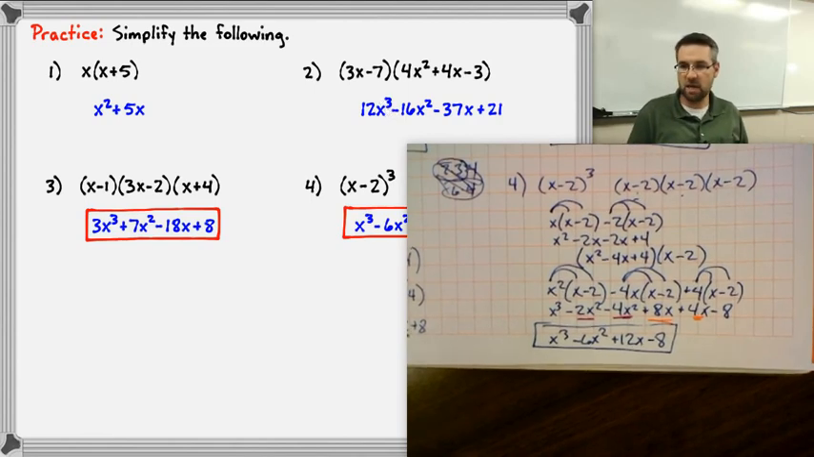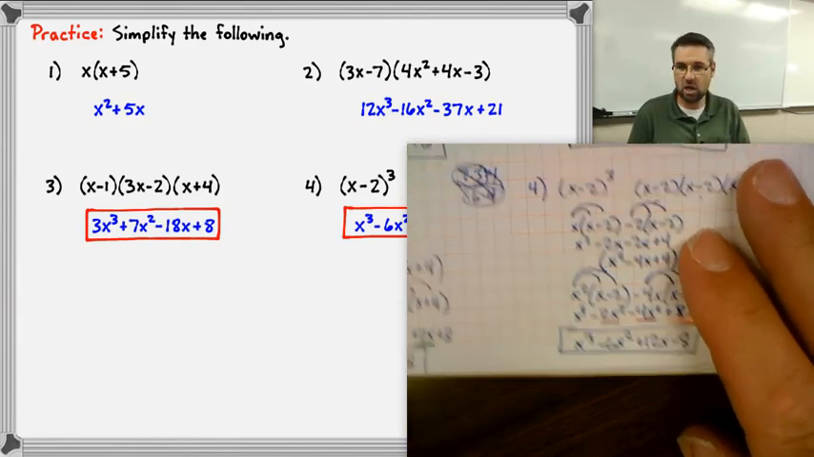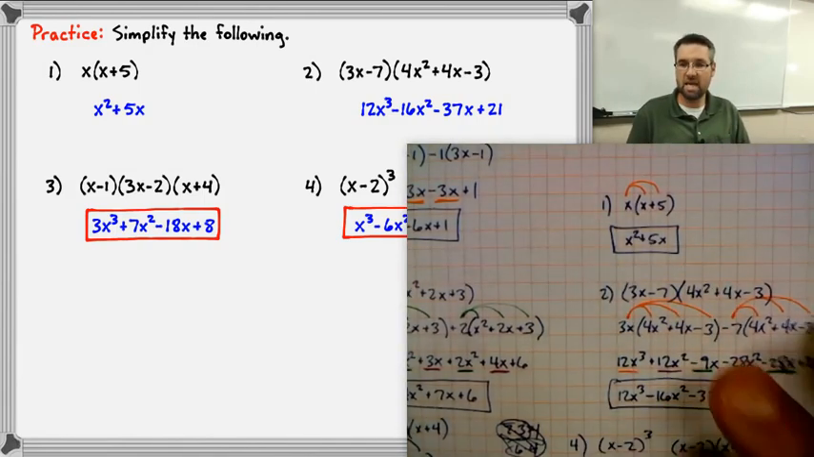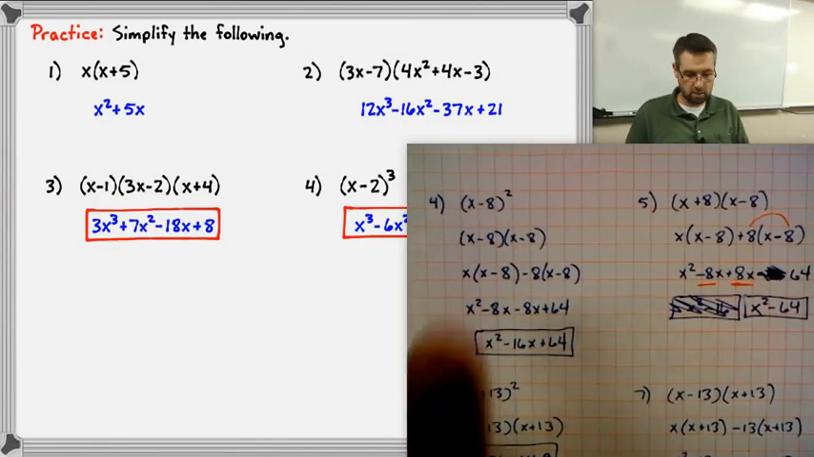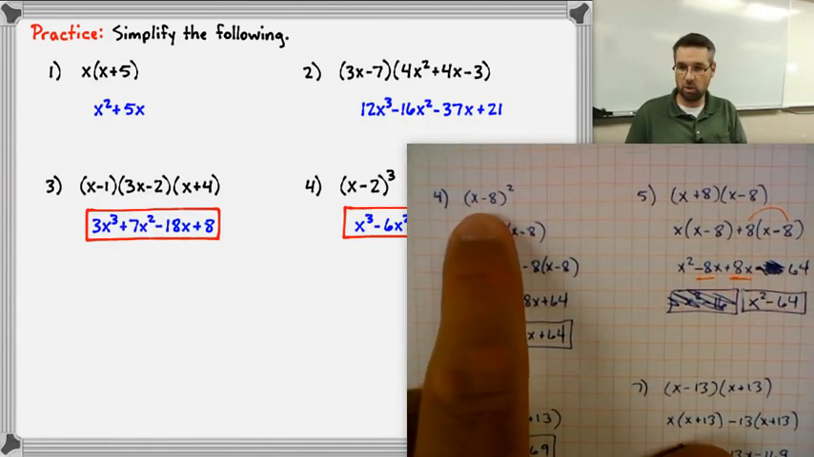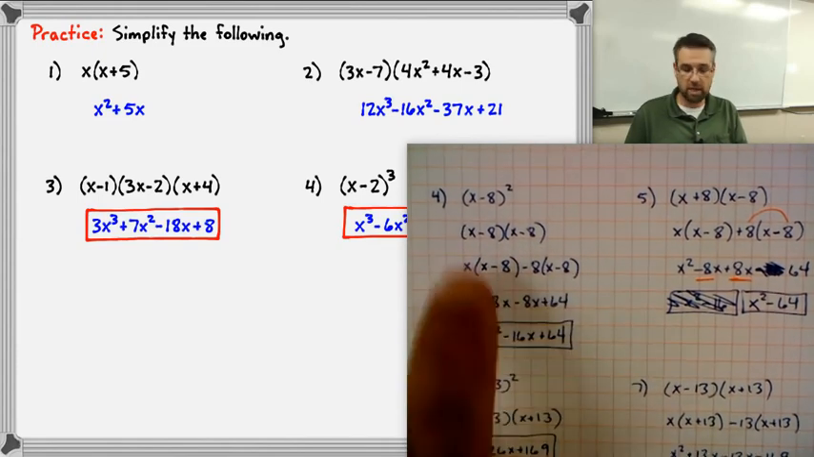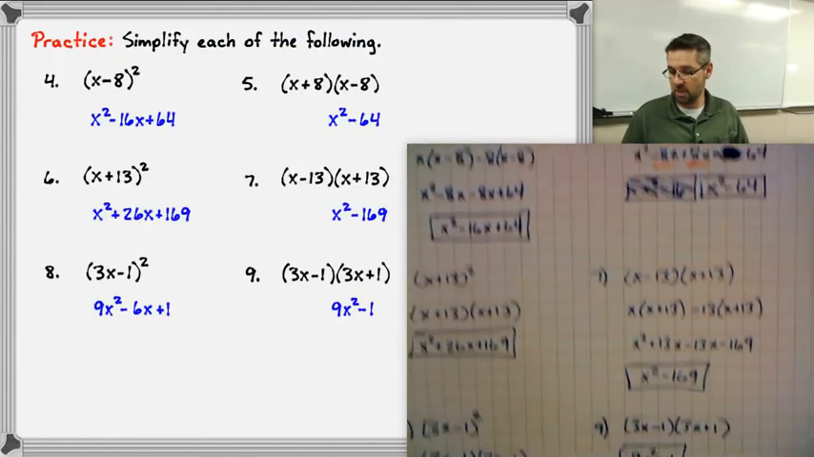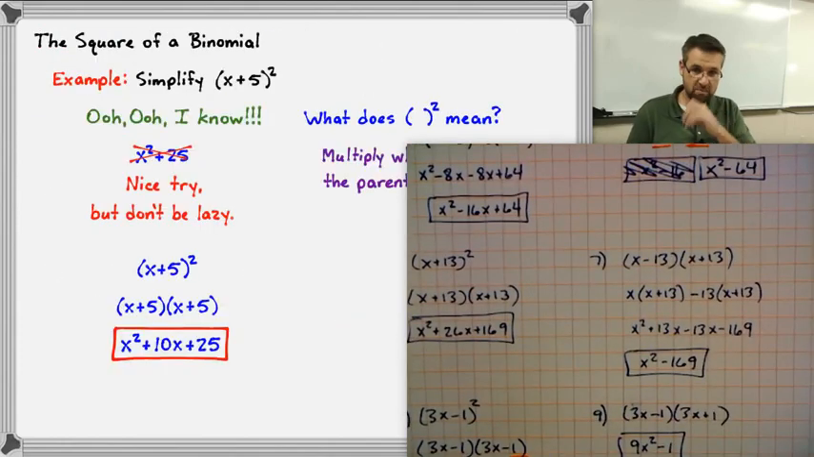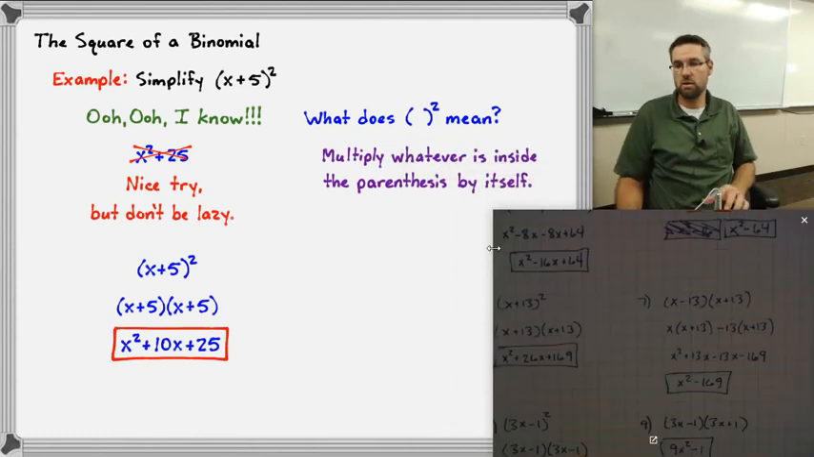All right, so that wraps up this lesson in multiplying special cases. Really the main point of this lesson is, do you know how to square a binomial? You need to know how to expand it before you multiply. You do not just square both of those. Going back to this page right here is the most important part of today's notes, okay?